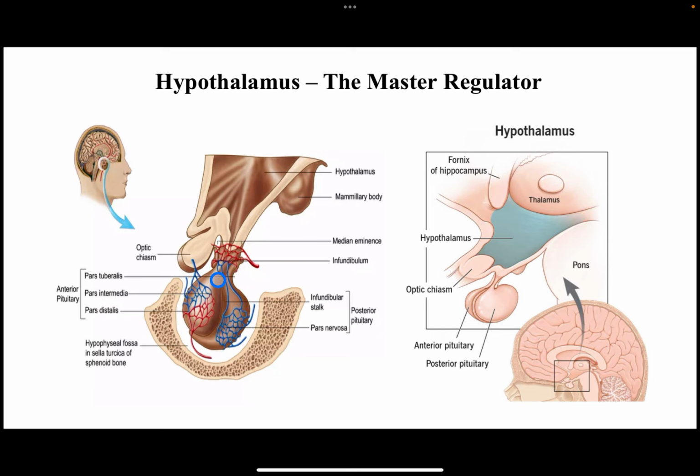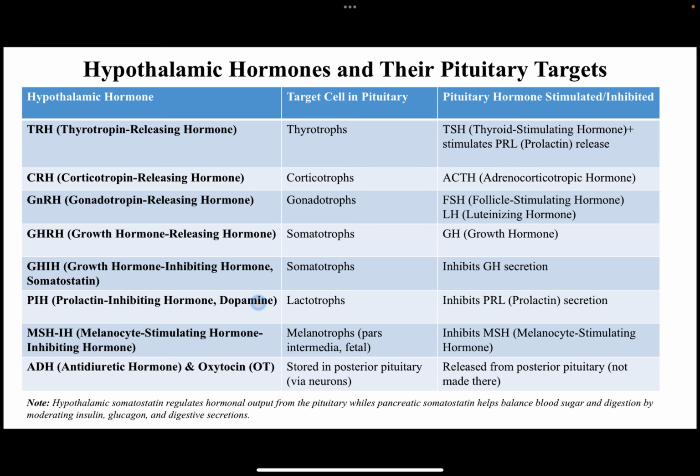The hypothalamus produces a lot of hormones. But two of these hormones are produced in the hypothalamus and stored in the posterior pituitary: oxytocin and antidiuretic hormone, another name for which is vasopressin. So basically, this is what we are talking about.